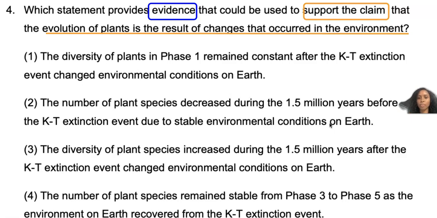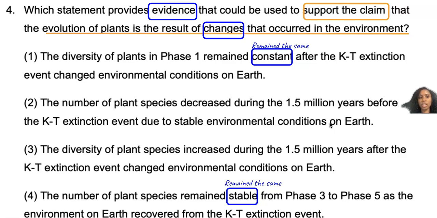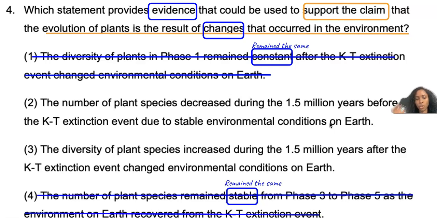So next, I'm going to look through my answer choices to see how could I start eliminating things that don't make sense. And I already see the word constant. And where I see constant, I know that means remains the same. So that doesn't support what we're trying to look for. That doesn't provide evidence that there's changes. I'm going to continue looking through my answer choices. And I see another one. Stable. Stable also means to remain the same. So I can now easily cross out answer number 1, easily cross out answer choice number 4. And now I'm stuck with choosing the best choice between answers 2 and 3.